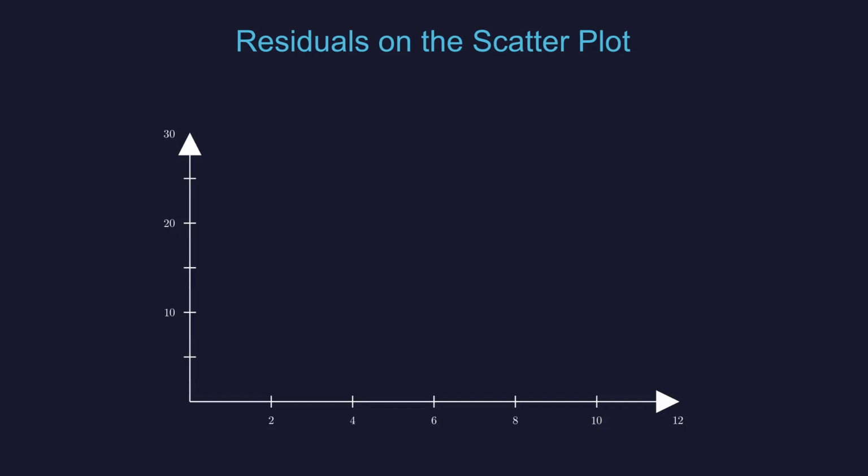Now let's see all the residuals at once. Here's a scatter plot with data points and a fitted regression line. Each vertical purple segment connects a data point to the regression line. These are the residuals. Some are positive, above the line, and some are negative, below it. The least squares method chose the line that minimizes the sum of the squares of these segments.